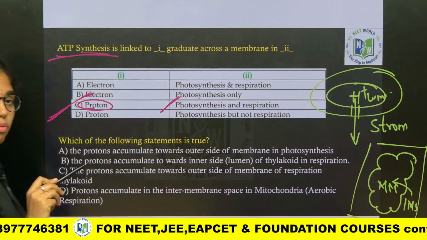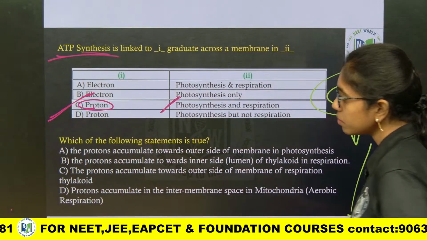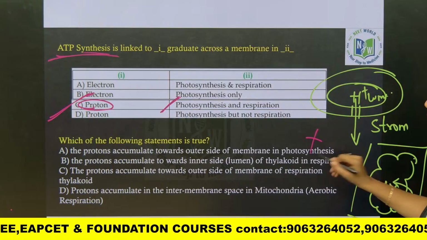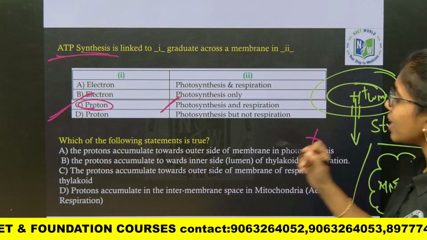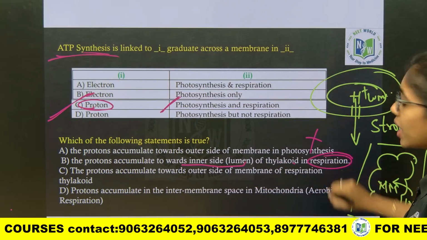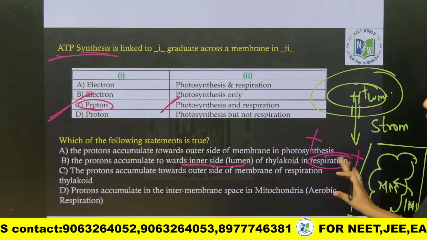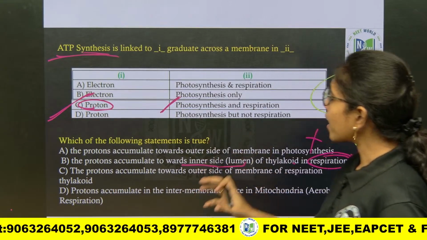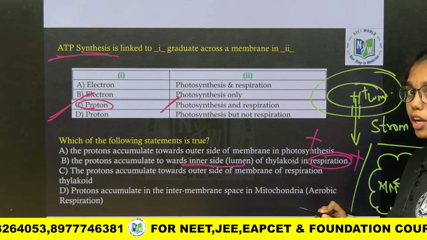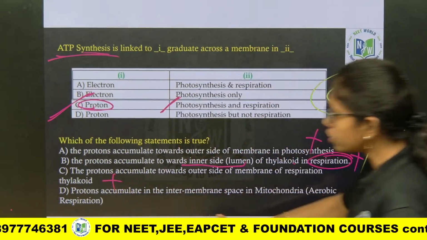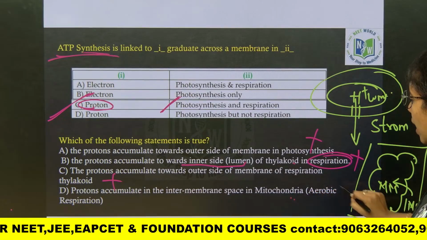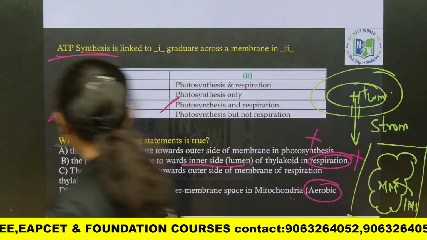Next question. Which of the following is true? The protons accumulate towards outer side of the membrane in photosynthesis. No, that is wrong answer. The protons accumulate towards inner side of the lumen of thylakoid during respiration. During respiration, that doesn't go correct with this question. The protons accumulate towards outer side of the membrane of respiration, thylakoid. This is also wrong, right? Last you look into protons accumulate in the intermembrane space in mitochondria during aerobic respiration. This will be the correct answer.